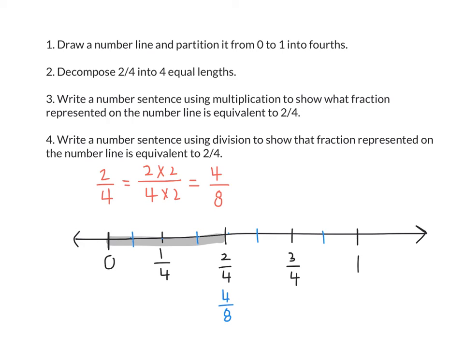We can do it by writing 2 over 2 all over 4, 2 times 2 all over 4 times 2. Then for step 4, it says to write a division sentence to show that 4/8 is equivalent to 2/4. We can, of course, show that by doing 4 divided by 2 all over 8 divided by 2.